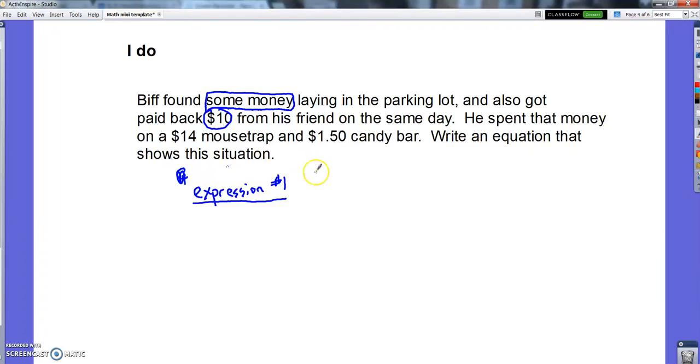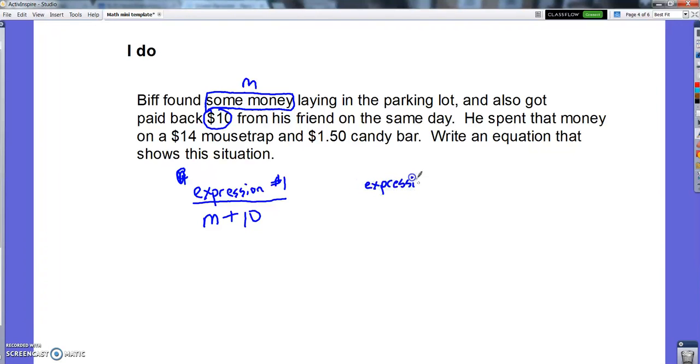Separate from how much he spent, I do know how much money he got. So expression number one, I can say he found some money. I don't know how much, so we'll do maybe an M for money. And he got $10 on the same day. So the total amount of money that Biff has, I'm going to say is M plus $10. That's how much money he got.